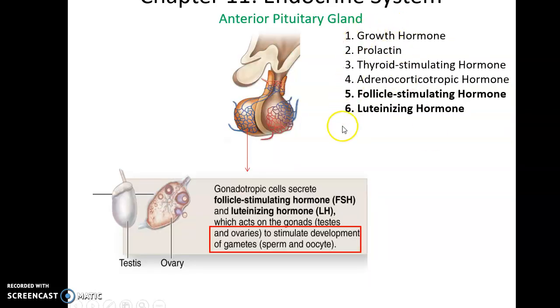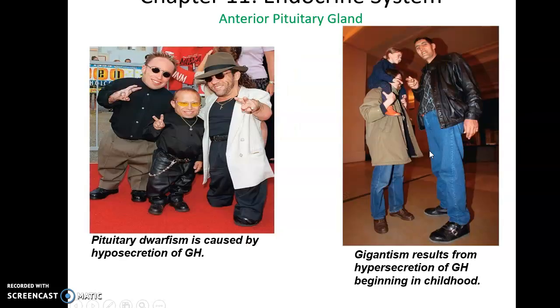So 6 hormones produced by the anterior pituitary gland: growth hormone, prolactin, thyroid stimulating hormone, adrenocorticotropic hormone, follicle stimulating hormone, and luteinizing hormone. Now, pituitary dwarfism is caused by hyposecretion of growth hormone. This is when the individual does not produce the expected sufficient amounts of growth hormone. Hypo, less, and because of that, they do not reach the height that is considered normal for human beings.